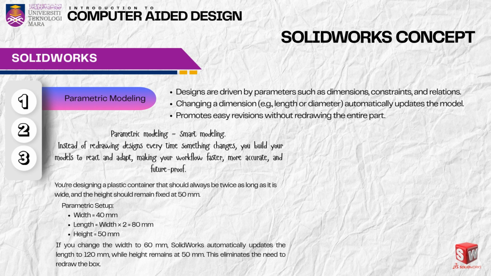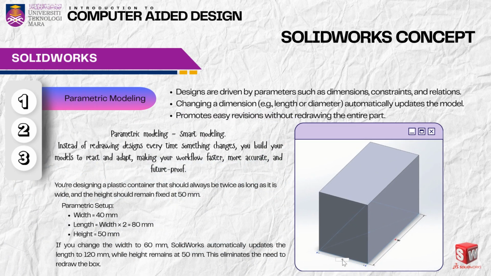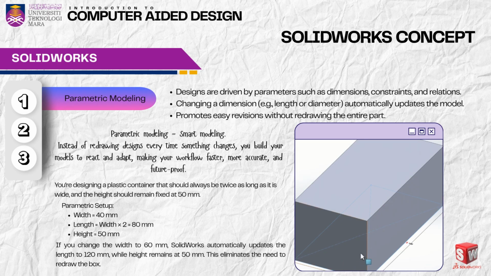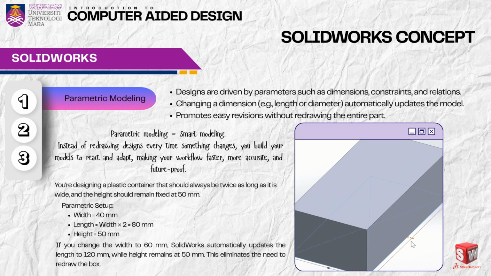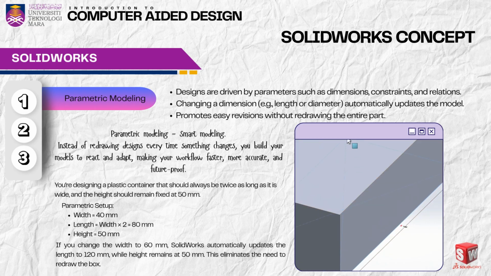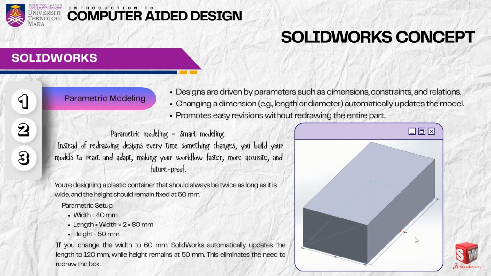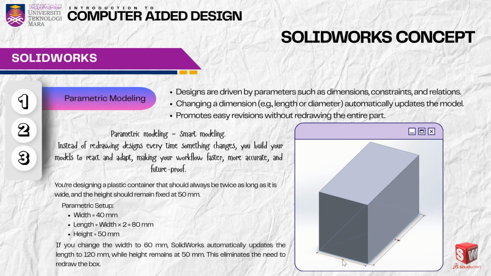Let's look at a simple example to illustrate how this works. Imagine you are designing a plastic container that always needs to be twice as long as it is wide, and the height remains fixed at 50 millimeters. In a parametric model, you would set up the following relationships. Width equals 40 millimeters. Length equals width times 2, which would be 80 millimeters. Height equals 50 millimeters. Now let's say you decide to change the width to 60 millimeters.